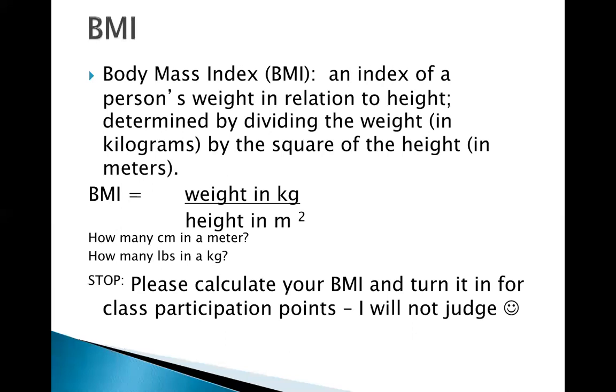So for example, if you were 66 inches tall, or 5 foot 6 inches, you would multiply 66 by 2.54 to find out your height in centimeters. There are 100 centimeters in a meter, so you would divide this number by 100 to find out your height in meters, and then you would multiply the meters by themselves or square the meters using the calculator.